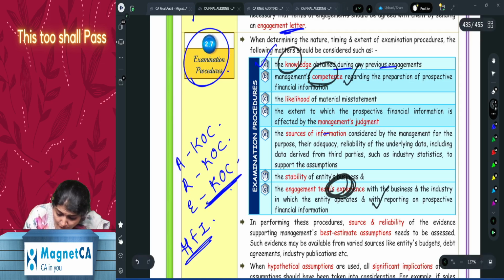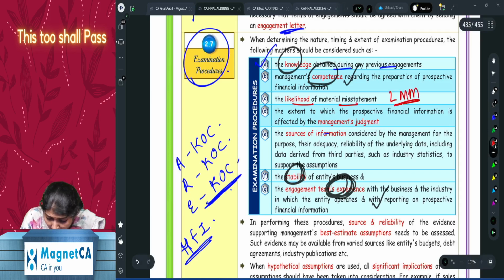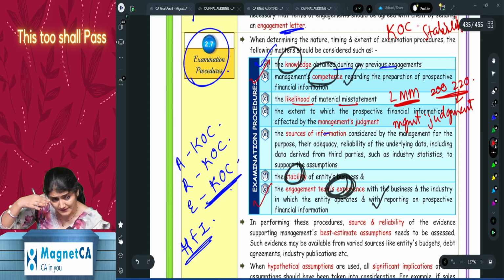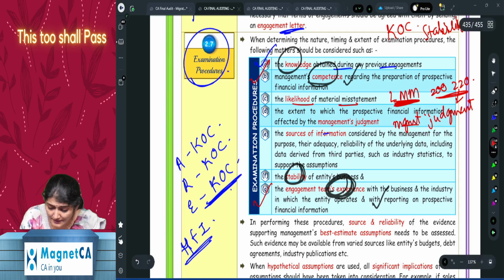Knowledge of the business, also stability of the business. Then to what extent there is a likelihood of material misstatement, and how much is the prospective affected by the management's judgment. Okay, next year sales price will increase from 200 to 220. It's a judgment of the management, right? So what is point number 1? Knowledge of the client's business, the stability of the entity's business, then the competence of the management, competence of the engagement team, likelihood of material misstatement, then how much is it affected by the management's judgment.